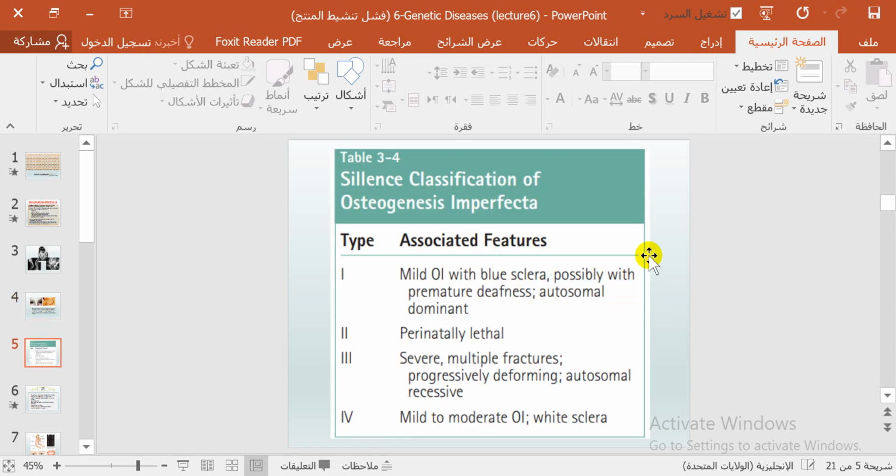Now the classification of osteogenesis imperfecta according to the type and associated features. Type 1, mild osteogenesis imperfecta with a blue sclera, possibly with premature deafness, and it is autosomal dominant. Type 2, perinatally lethal, usually the newborn dies at birth. Type 3, severe, multiple fractures, progressively deforming, and autosomal recessive. Here you see autosomal dominant, usually milder than the recessive type, as in most genetic disorders. Type 4, mild to moderate osteogenesis imperfecta with normal sclera.